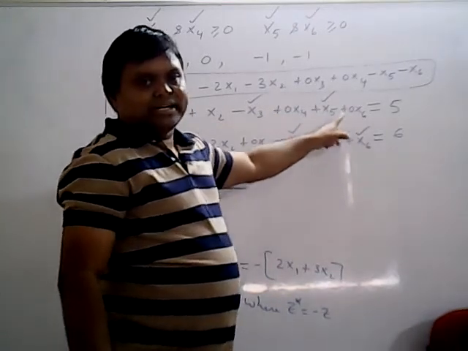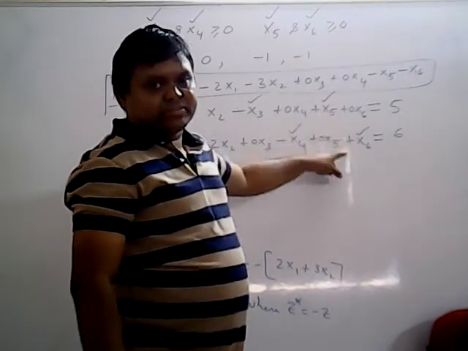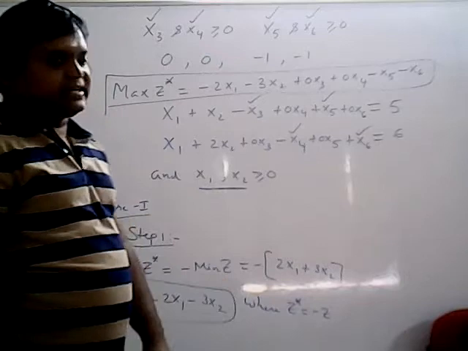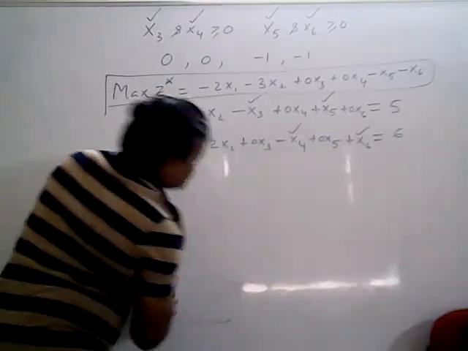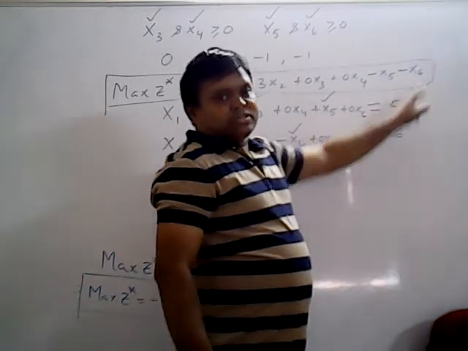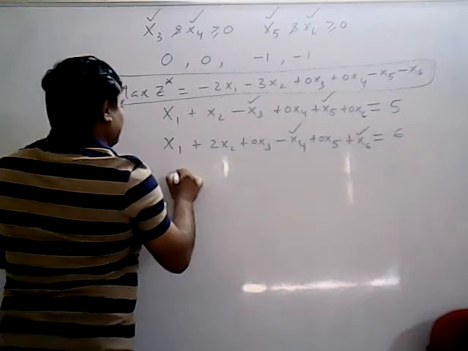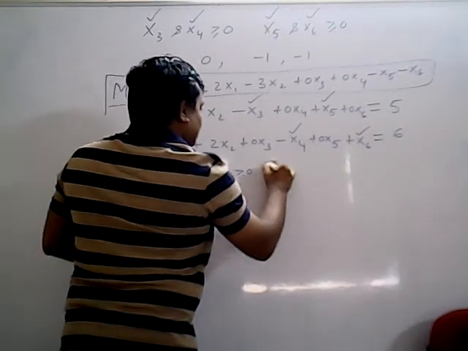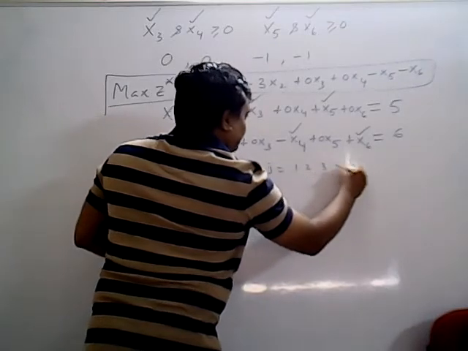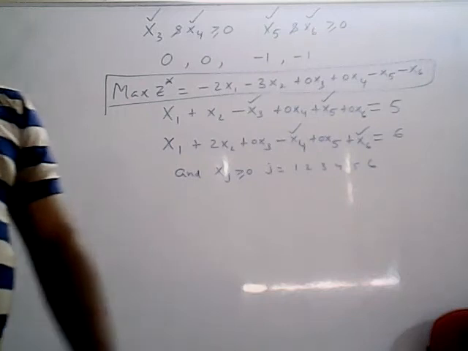That means you can identify the basis variables. The variables that enter the basis are those where you get the unit matrix elements. Now how many variables are there in the problem? Up to 6. So there are 6 variables, and xj greater than or equal to 0, j equal to 1, 2, 3, 4, 5, 6.